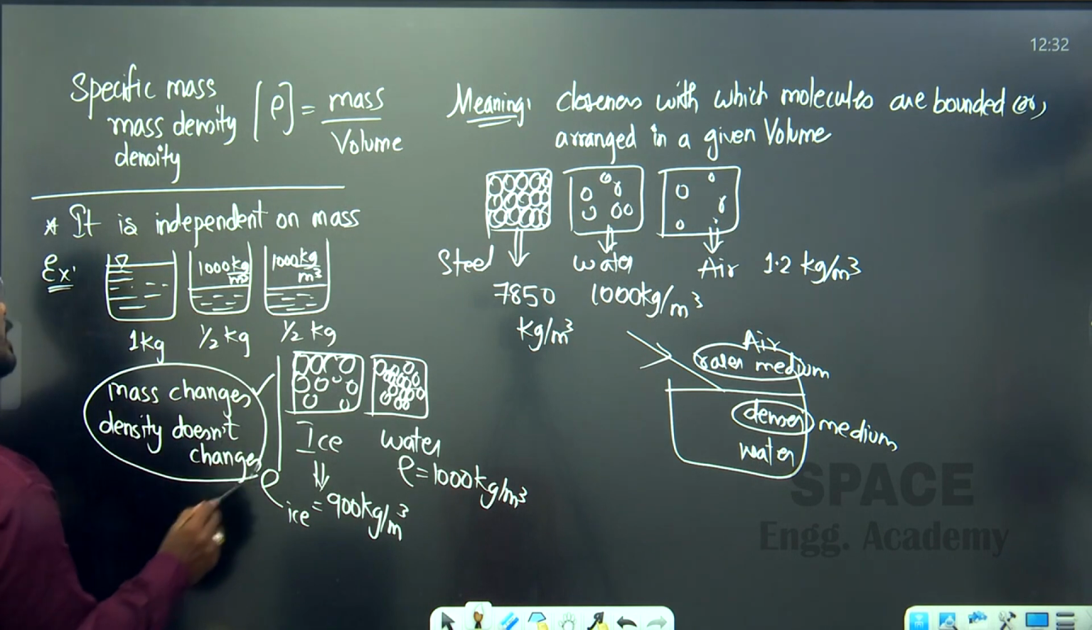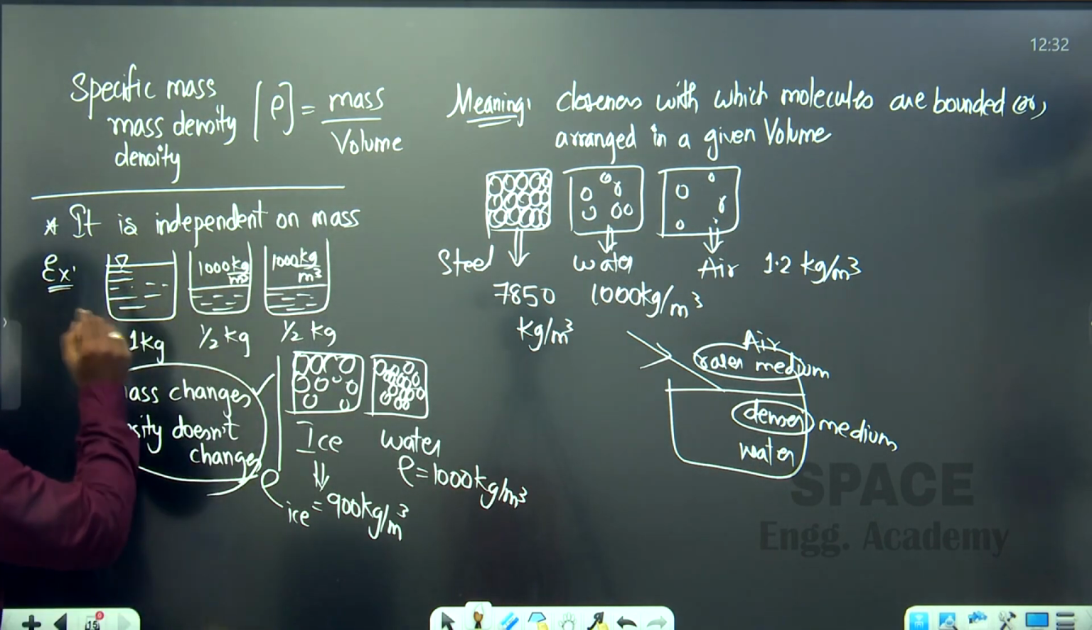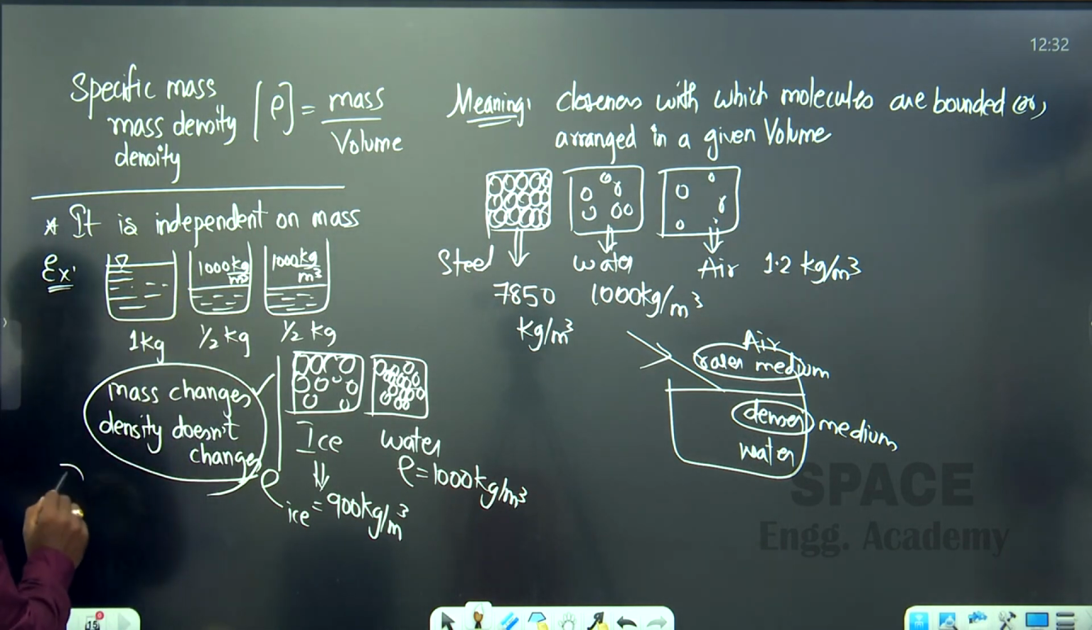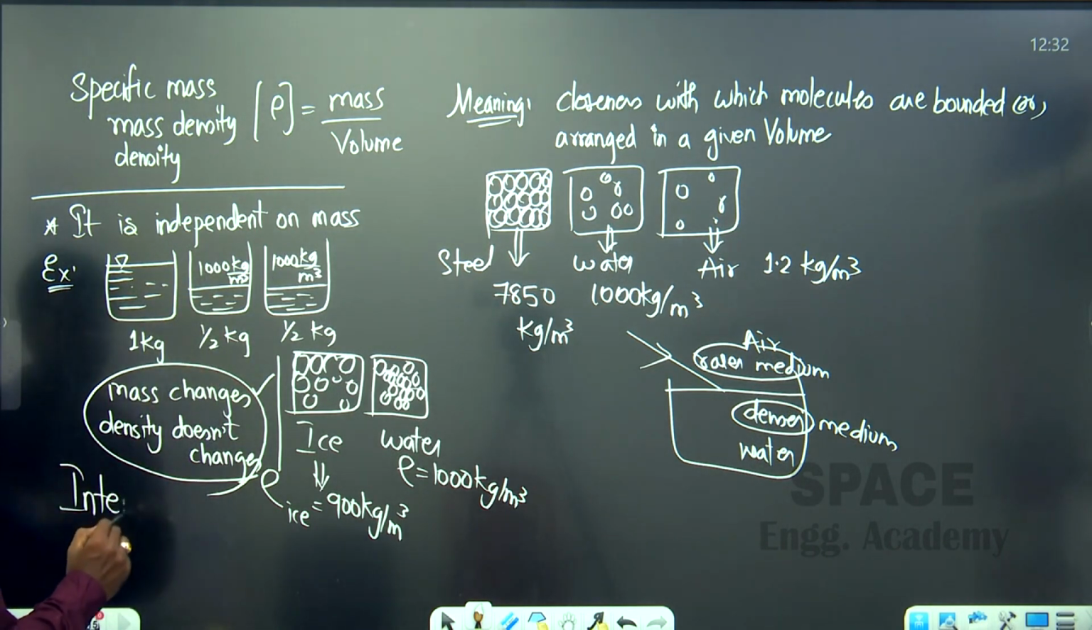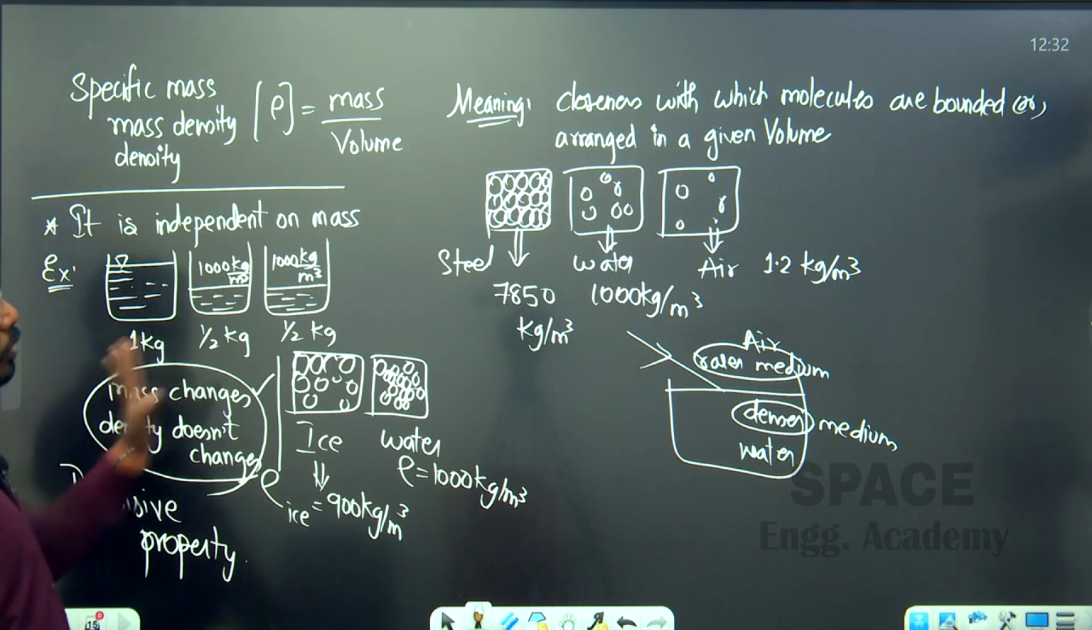Mass changes, density does not change. That's why it is independent of mass. And the properties which are independent of mass are called intensive properties. What is it called? Intensive property. Okay, go through it once.